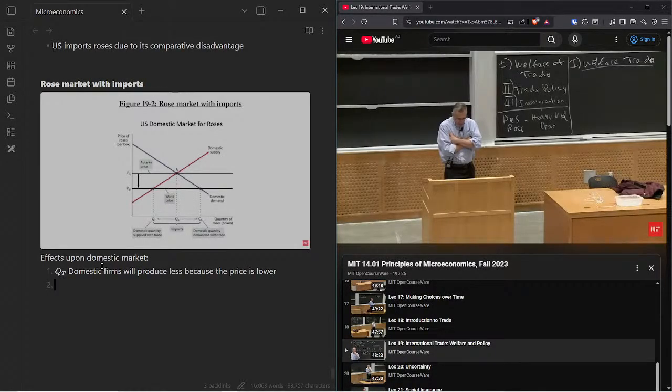And CT, domestic demand is much higher because the price is lower. Therefore, QA is the gap, is the supply gap filled by trade. Okay. Cool.